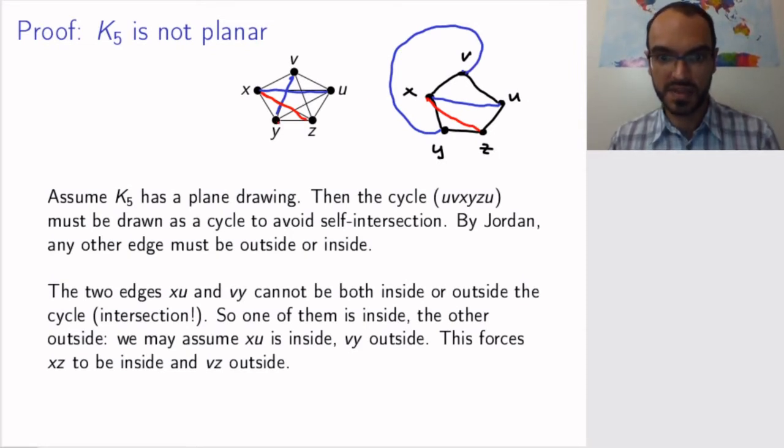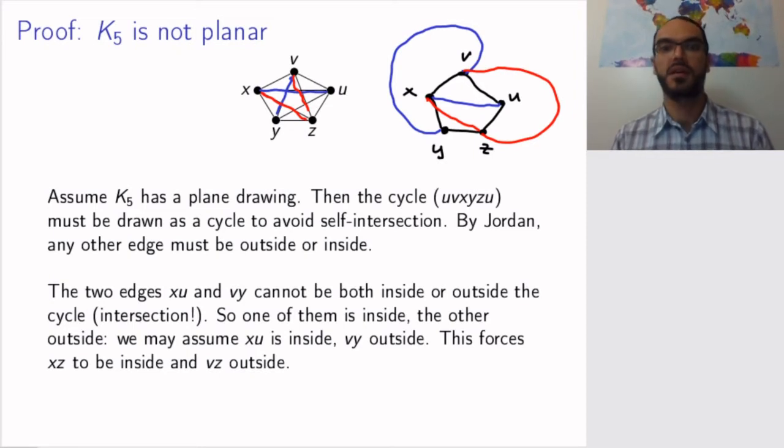And by the same reasoning, the edge VZ, if I draw it inside, it will intersect this blue line, so I have to draw it on the outside. So far, so good. But now, what edge am I missing? I am missing the edge that goes from U to Y. So if I draw this edge anywhere on the inside, since it's inside this quadrilateral, it will have to cross the red edge XZ. So I can't do that.